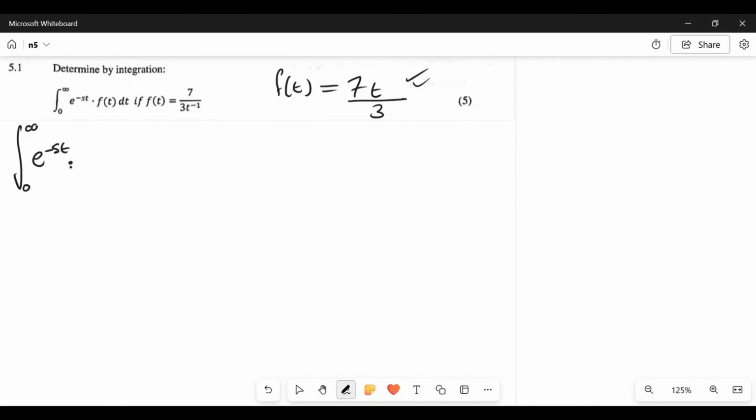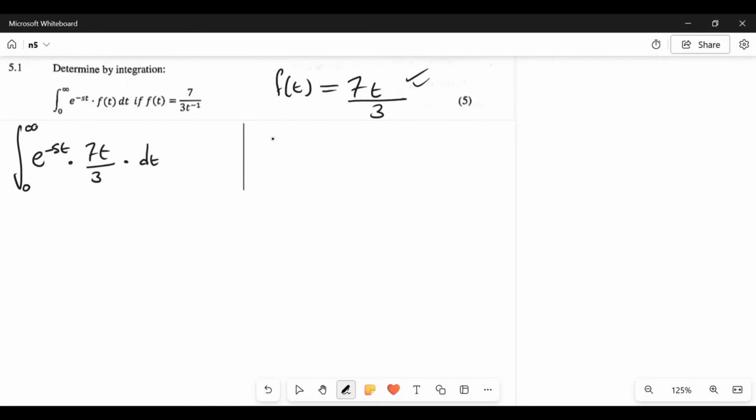Now f of t, we can write it as 7t divided by 3 multiplied by dt. So here we are actually integrating with respect to t. If you look at this integral here, you can see that this is actually integration by parts. So how can you do this? First of all, let me just write the formula for integration by parts. I'm going to do it this side here.